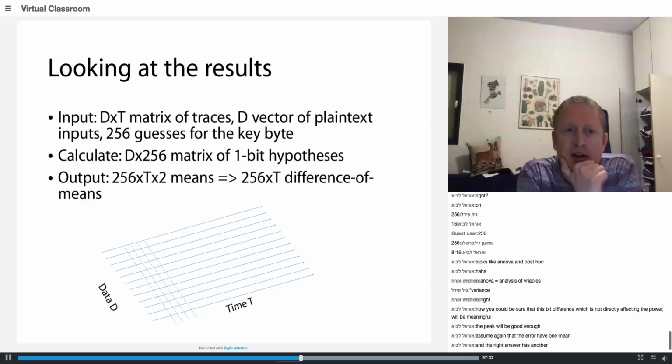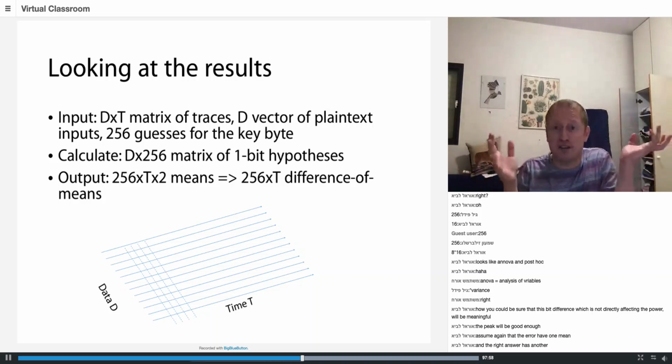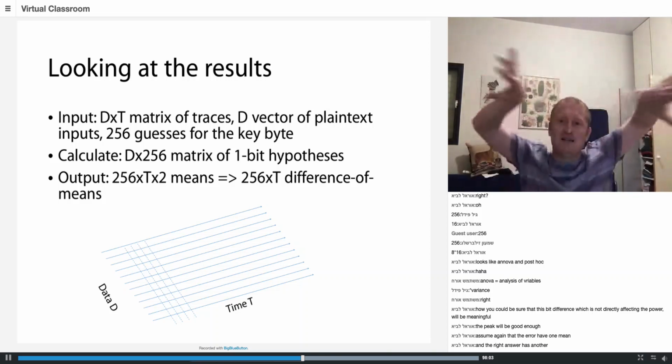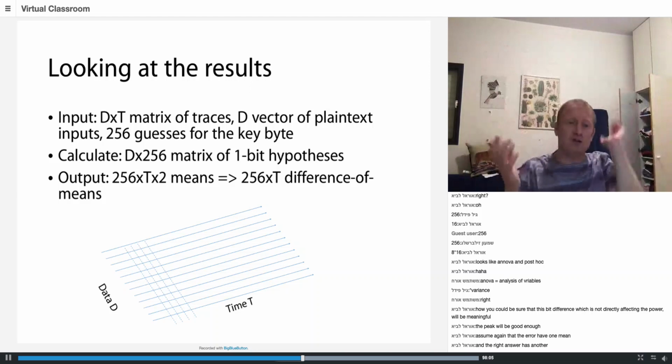To assume that the errors have one mean, and the right answer has another. I'm assuming that the power consumption is a function of the data. That's all I'm assuming. And I'm assuming that I can guess one bit of the data. So the power consumption is a function of this one bit, which I guessed. So if the power consumption is a function of the data, and I guessed one bit of the data, then I can split my traces into two sets.